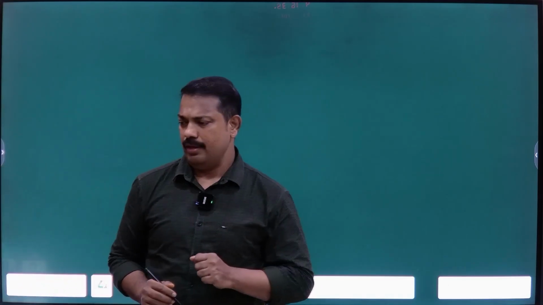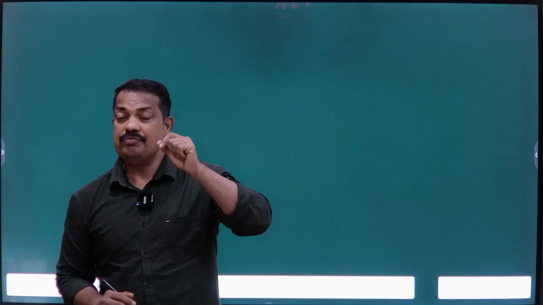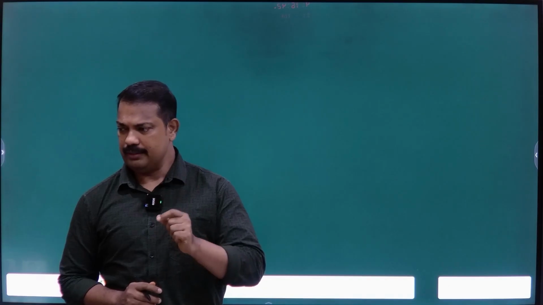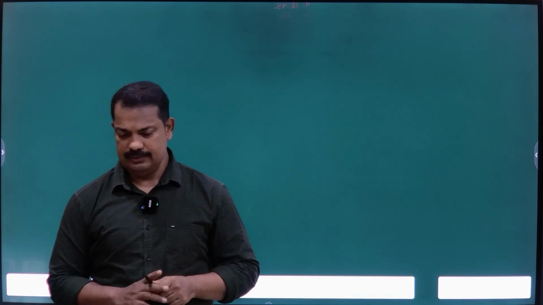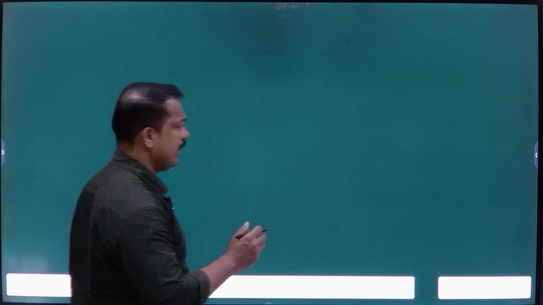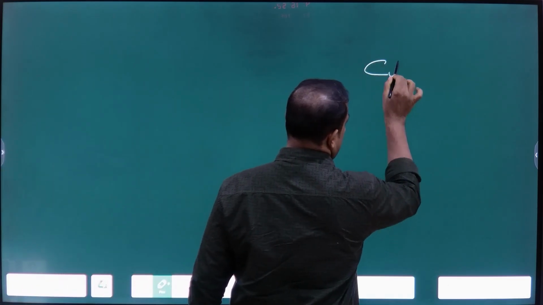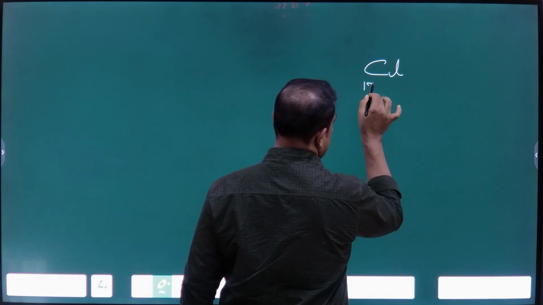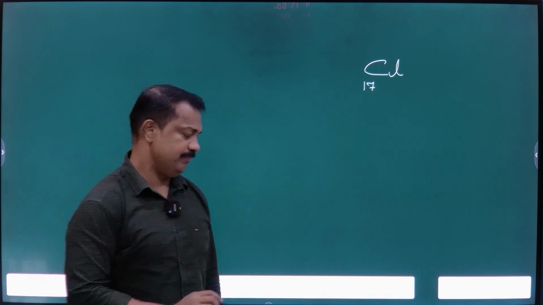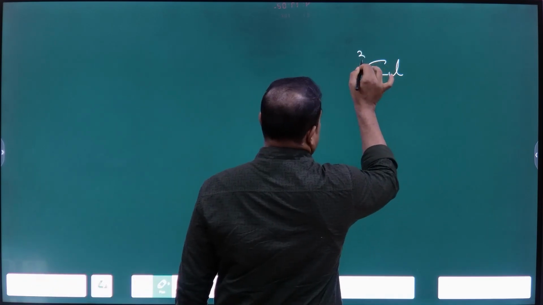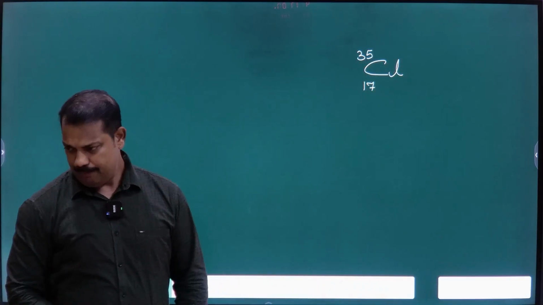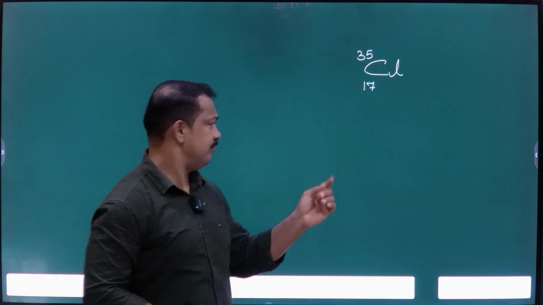Chlorine. The atomic number of chlorine is 17, Cl 17. And suppose its mass number is 35. Mass number here is 35.